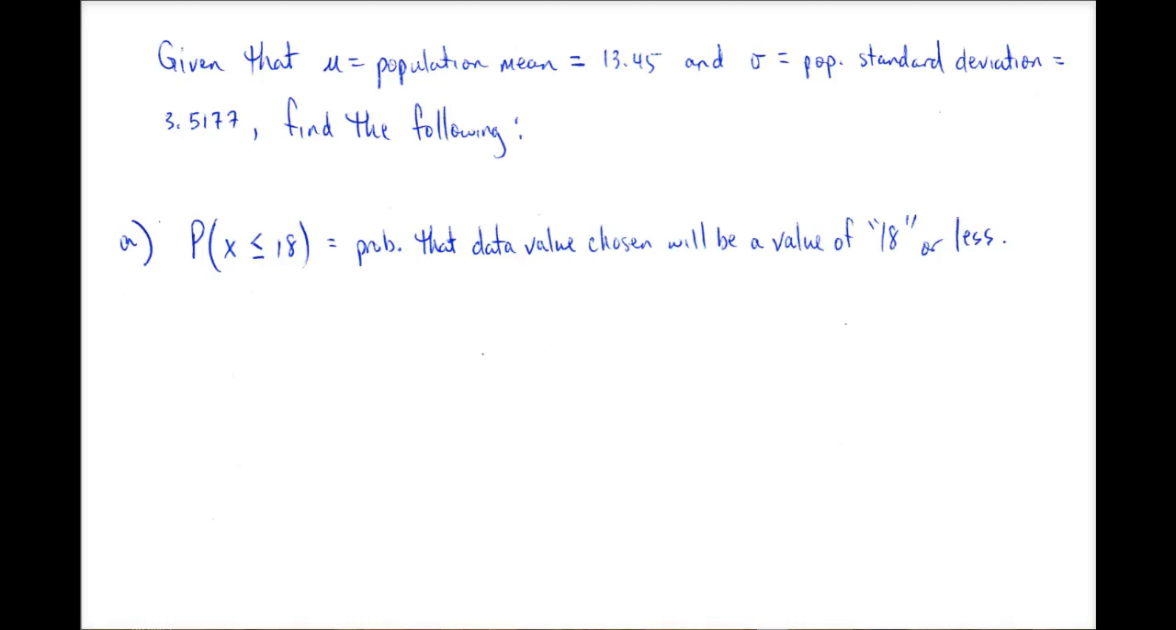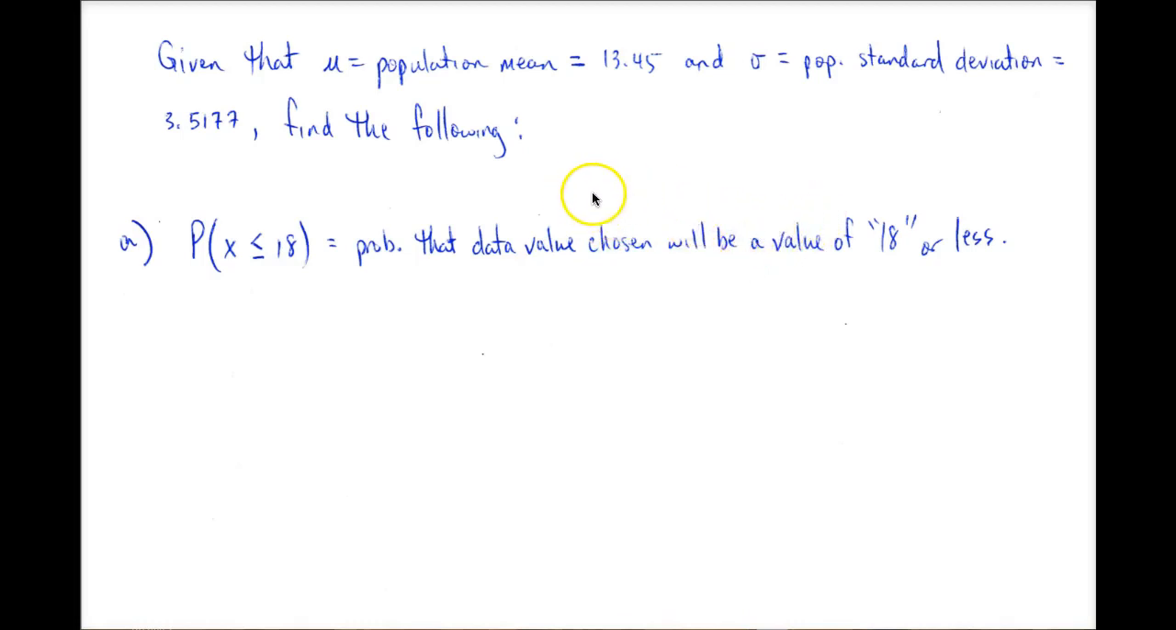So the first thing that I want to do, before we even get into the whole calculator thing, is I want us to intuitively understand what it is that we're doing and why we're doing it. This question is asking us to figure out the probability that a data value we choose from a data set is going to be 18 or less.